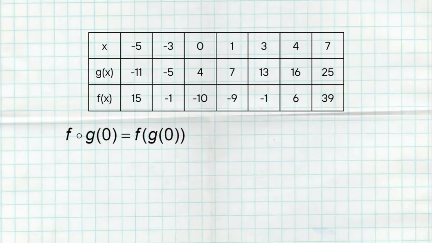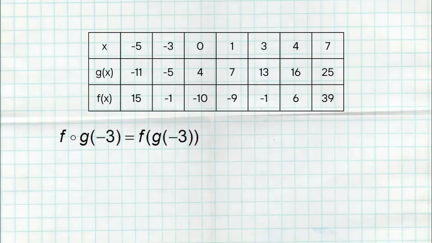Hopefully I won't make a mistake on this one. So f composed of g of 0. Start off with what is g of 0. g of 0 is 4. But now we're going to take that output of 4 and use it as our input to f, and f of 4 is 6. So 6 is our final answer there.